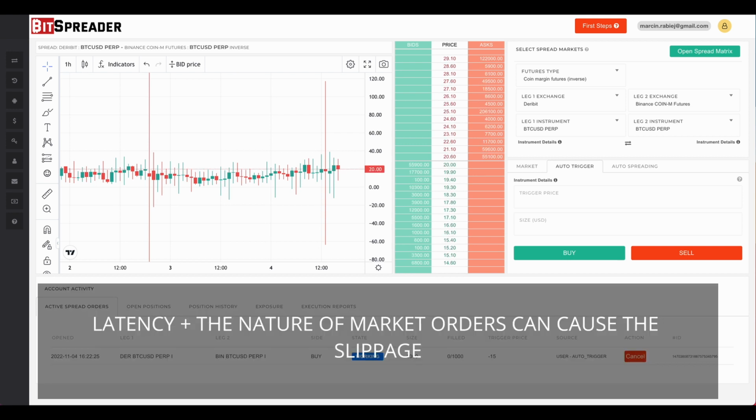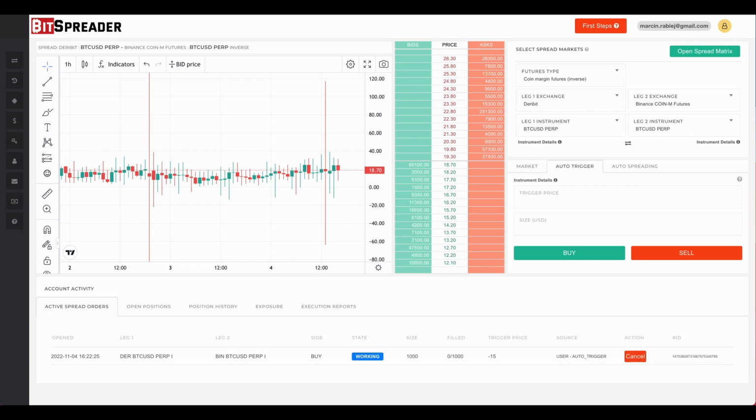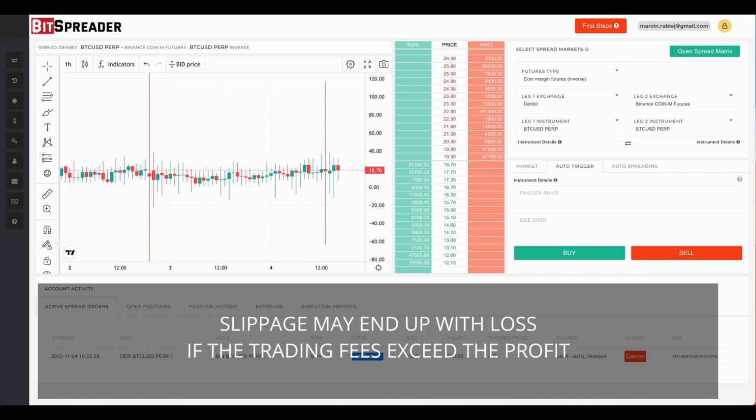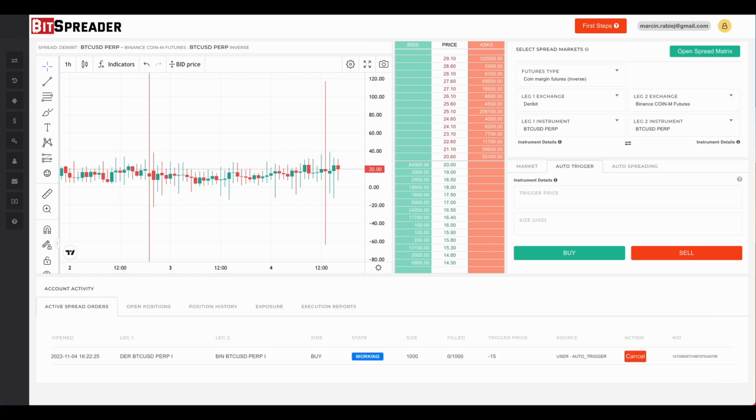By the nature of the market orders, they will be realized by the exchange with what is available in the order books. As the order books may change between the moment when BitSpreader observed the triggering condition and the moment of market order execution, we may encounter the slippage. The actual price for which we buy the spread may be different from the triggering price. The risk of the slippage grows if we want to catch very short bursts of price with the auto trigger orders. We may sometimes even end up with a loss, as the fees for the trades exceed the profit.